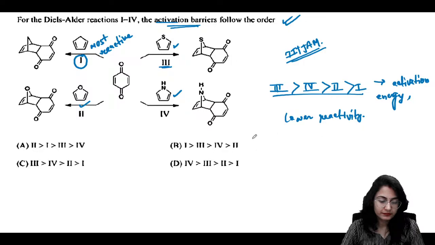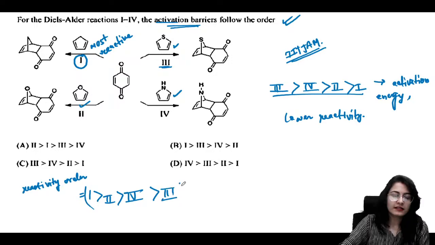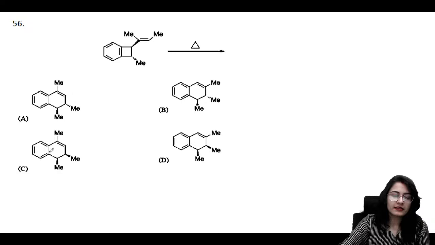If you ask me what the reactivity order is, it is just the opposite. Reactivity order is 1 greater than 2, which is furan, greater than 4, which is pyrrole, greater than 3. In this way. Okay? So this is going to be the reactivity order. Alright? So the answer is option number C over here. That's how it is. Now we move onwards to another very beautiful question.